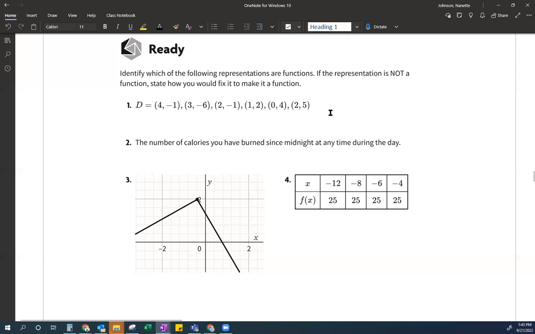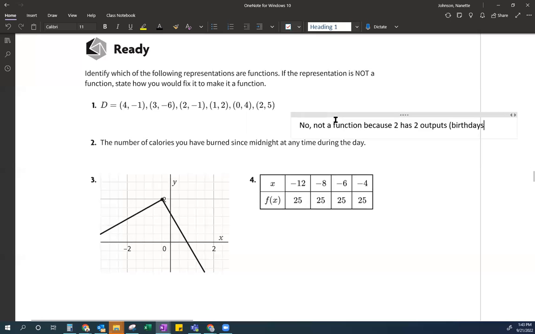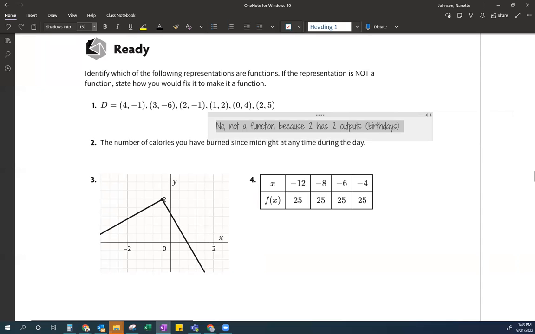I'm going to type that out. No. Not a function because 2 has 2 outputs, birthdays. Make sense? And then I'll put this in my little font that I like so you guys can all find it. Oops, that's not my font. And I'll highlight it too so you can see.